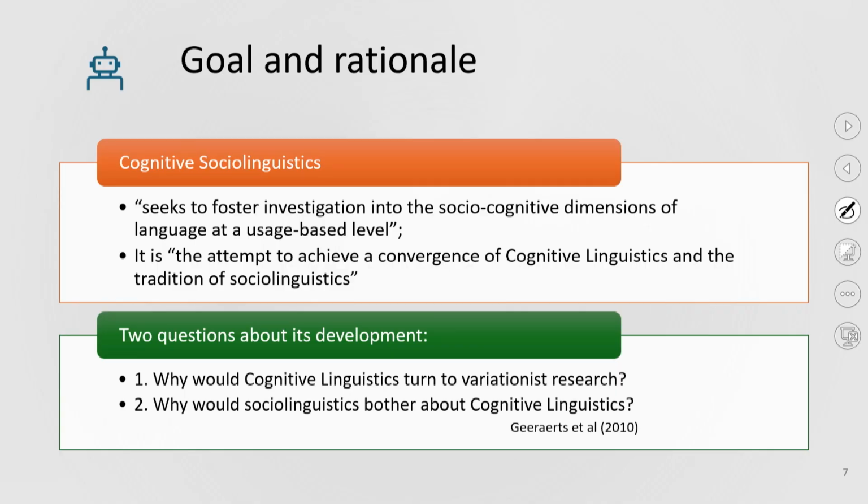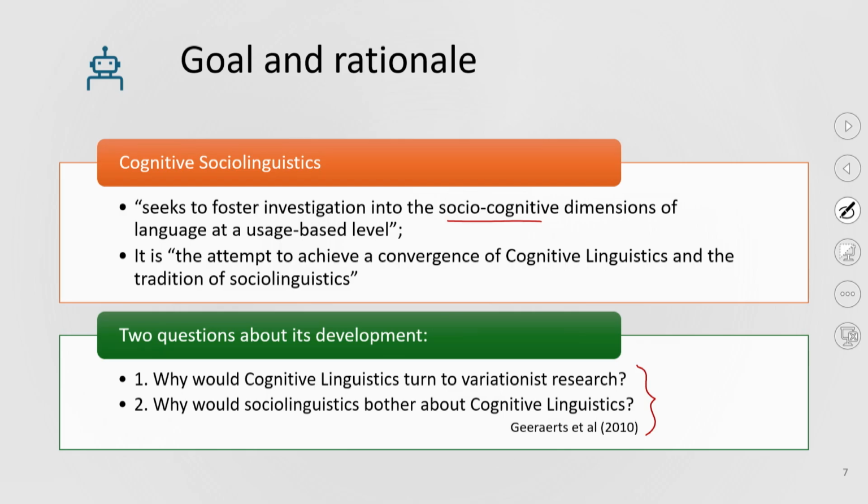So, primarily the goal is that this seeks to foster investigation into the socio-cognitive dimension of language at a usage-based level. That is the goal of the field, and it is the attempt to achieve a convergence of cognitive linguistics and the tradition of sociolinguistics that we have already seen.